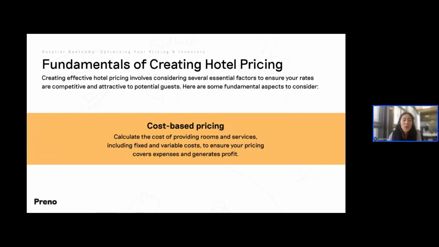Then we have cost-based pricing. Obviously, it's very important to know the cost of providing rooms and services, whether it's fixed or variable. You want to make sure that you're setting the prices for your rooms at the right price, so you're not making a loss, but instead making a profit. It also ensures profitability over time.